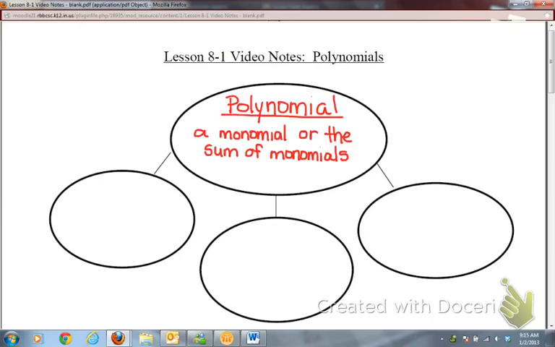A polynomial is a monomial or the sum of monomials. Now, that might not help you understand because that might have just introduced another word that you don't know, and that is the word monomial. But don't worry, we will define that. So just write this down. Make sure you know you can pause the video if you need to catch up and get that down.